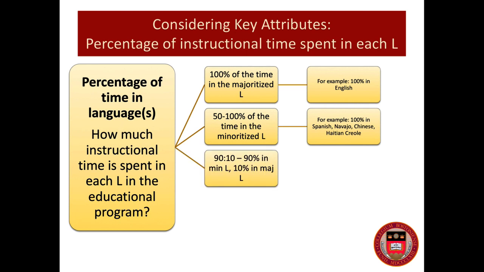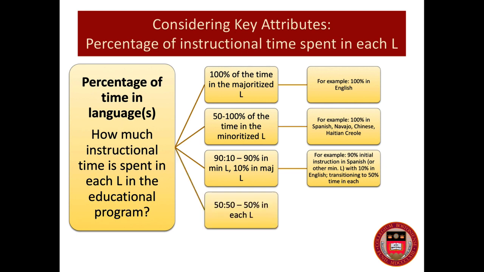90-10, which means 90% in the minoritized language and 10% in the majoritized language. For example, 90% initial instruction in Spanish or some other minoritized language with 10% in English, transitioning to 50% time in each language. Or students might have 50-50, 50% in each language. For example, 50% time in Spanish or other minoritized language, and 50% in English.